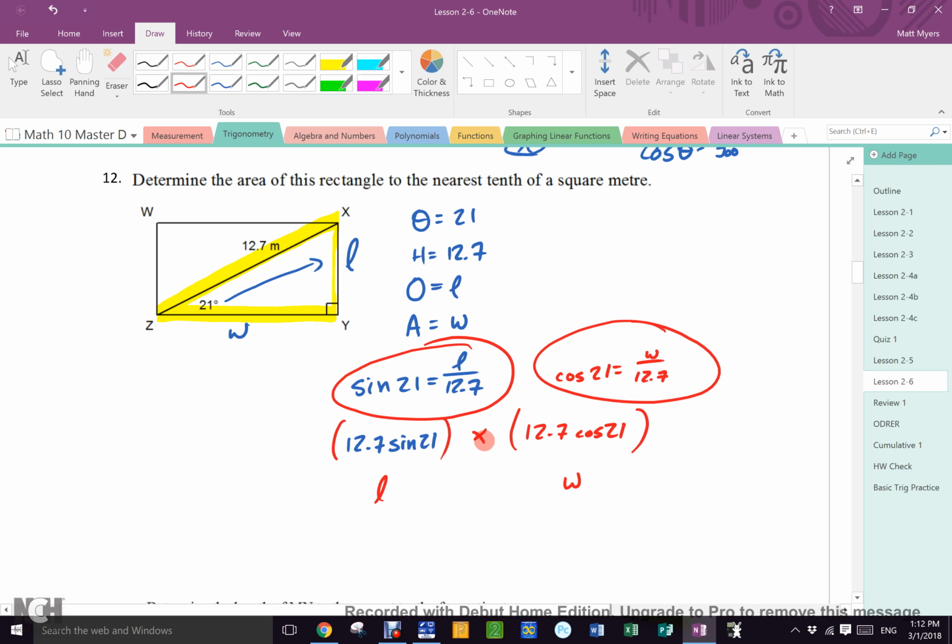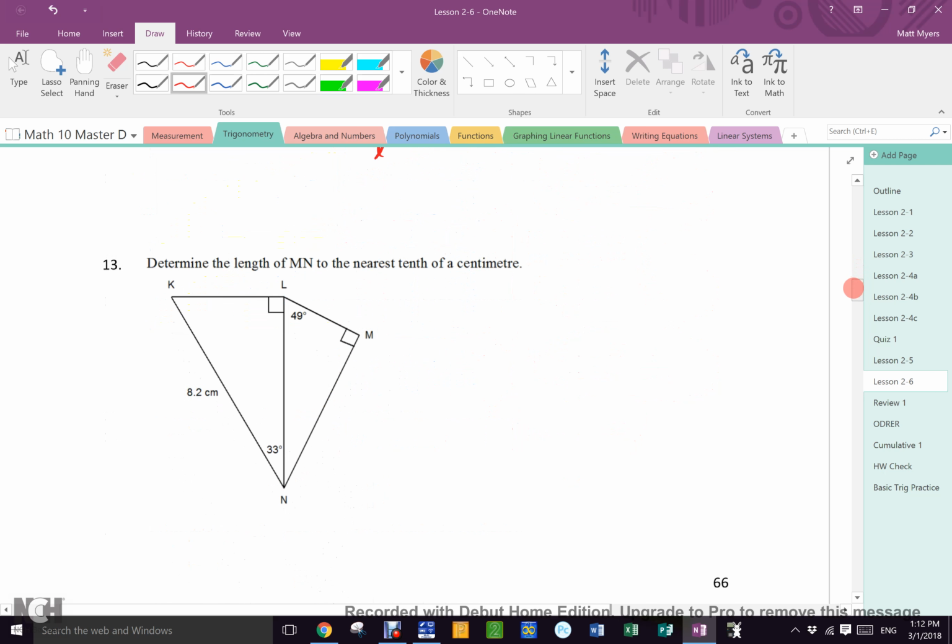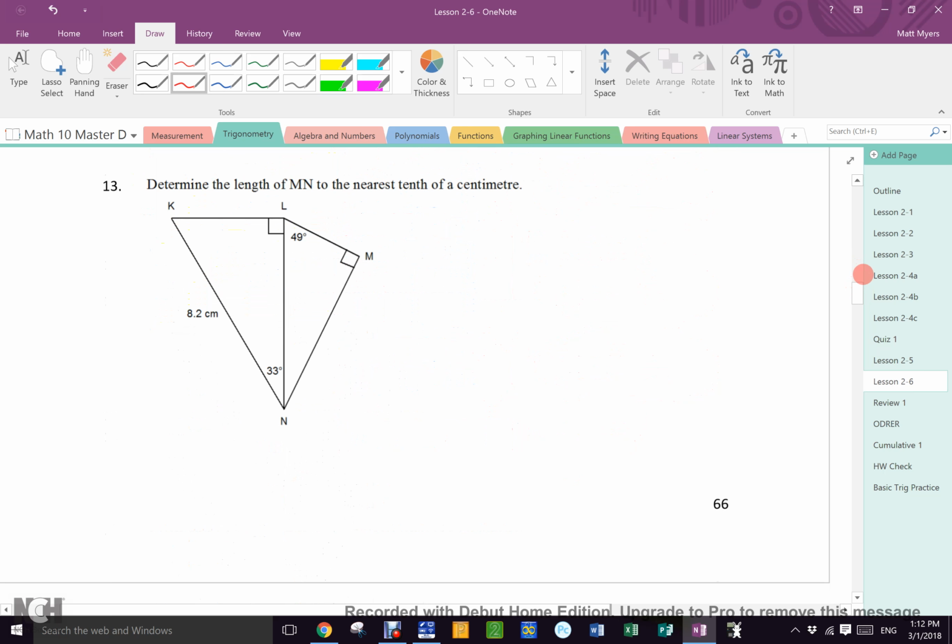Does everybody understand what I did there? I didn't touch my calculator until I had to touch my calculator. And if you show your work, it's not that hard to do. Is everybody cool? All right. Let's see if we can put that together right here.